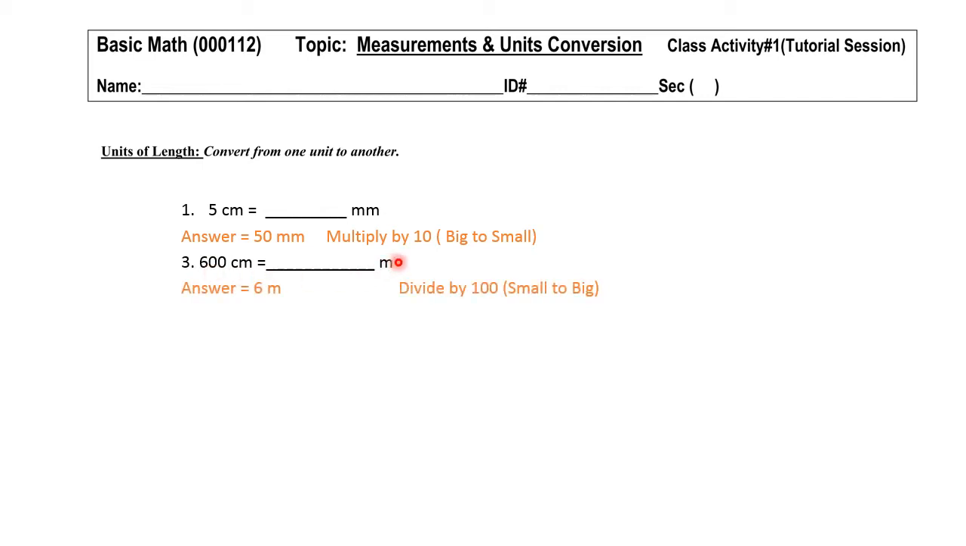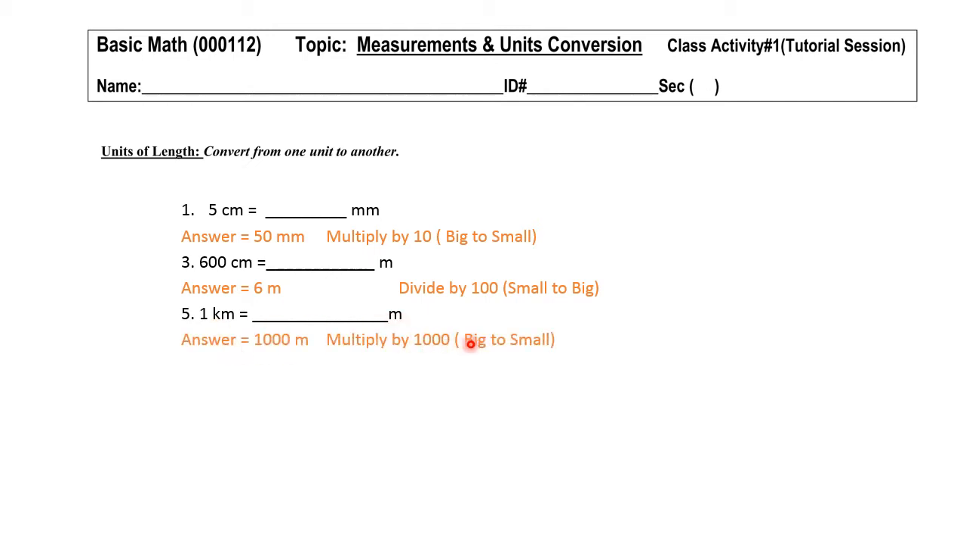600 centimeters into meters. So we are converting from a smaller unit to a bigger unit, so we divide it by 100. The ratio between centimeter and meter is 100. The answer is 6.